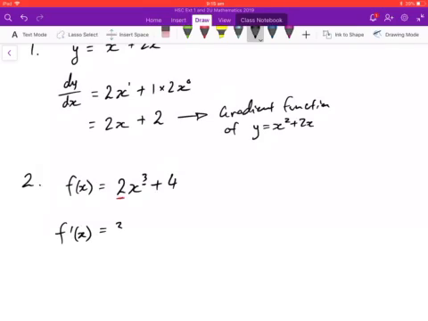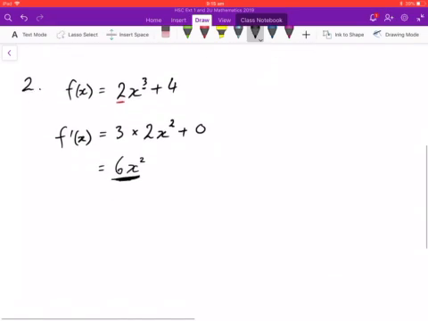So the power of 3 comes down. 3 times 2x, and then the power of 3 we reduce by 1 to 2. Plus, now we saw that the derivative of a constant is 0, so it's just going to be plus 0. And it's just a matter of saying 3 times 2 is 6, so this becomes 6x squared. Now again, to emphasize what this means, if you have this function 2x cubed plus 4, anywhere along the curve, if I take the x value and substitute it into 6x squared, that's its gradient function. I can find the gradient of the curve at that point. Or, another way to say it is the instantaneous rate of change. Alright?